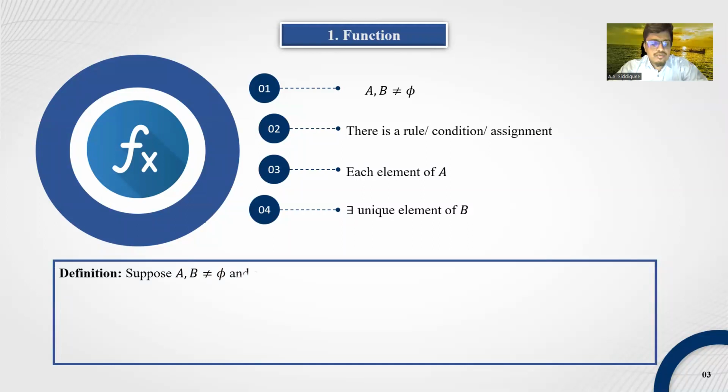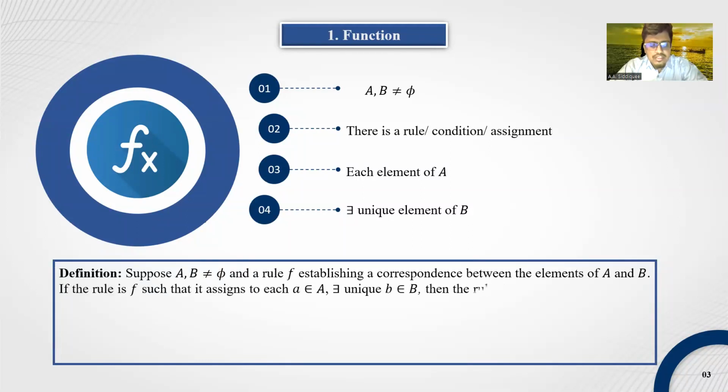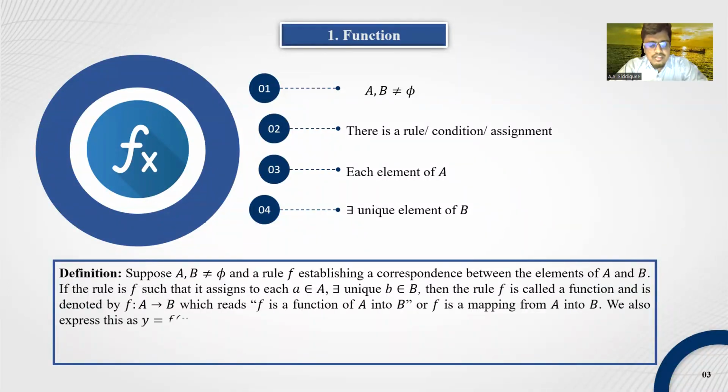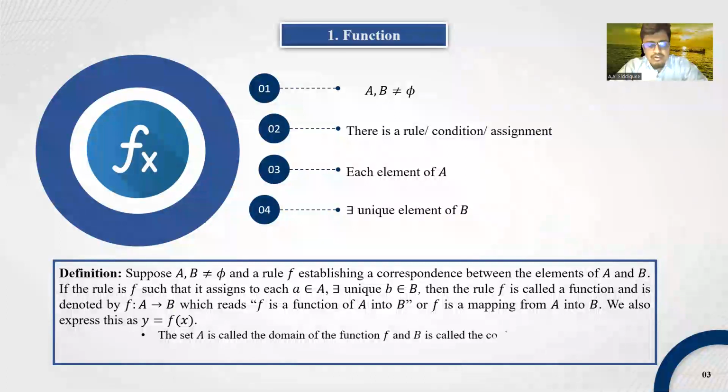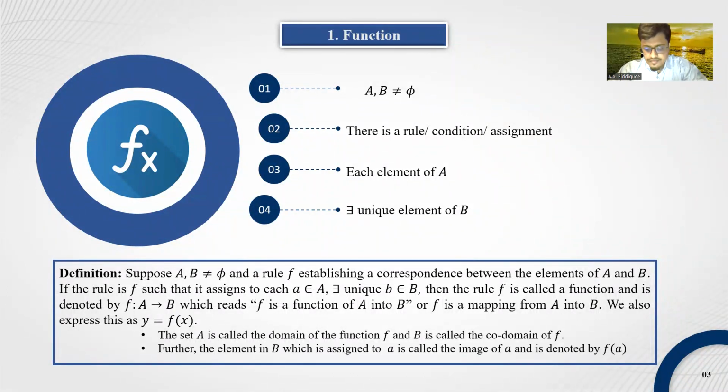Now, I show you the formal definition of the function on the screen, which I already disclosed with some key points. It is noted that the set A is called the domain and the set B is called the codomain of the function.